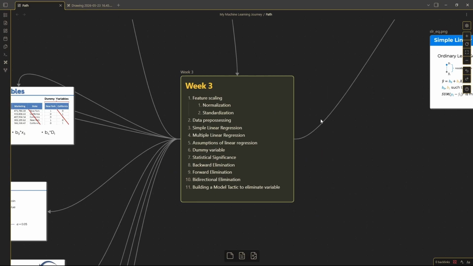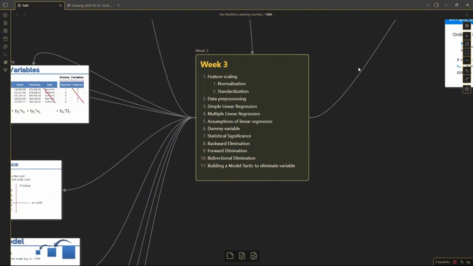Hello everyone. So this is week 3 of my machine learning journey. This week has been very long, and in this week I have learned a lot of new things, as you can see in the list.